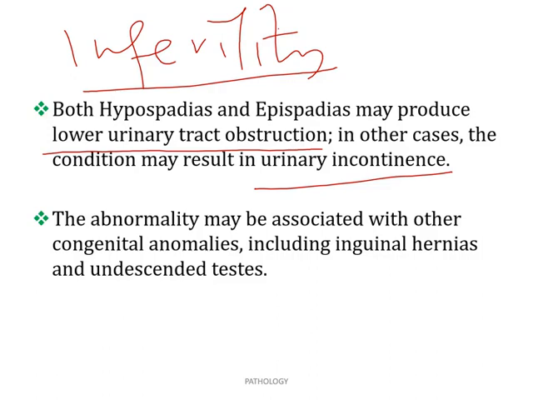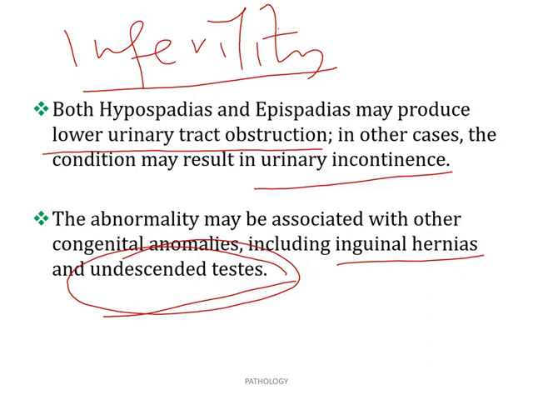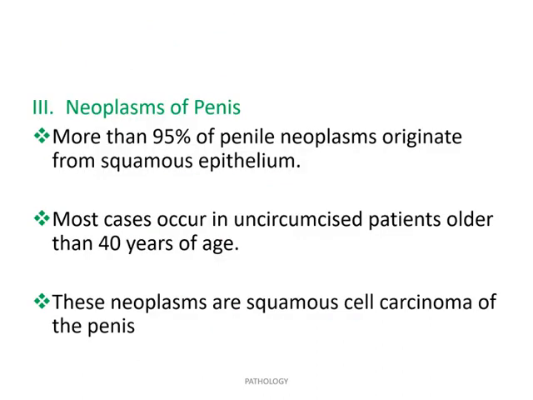Congenital abnormality of the penis, either hypospadias or epispadias, tends to involve other congenital anomalies such as inguinal hernia and undescended testes. That is to insist, when you have a patient with hypospadias or epispadias, it's very important also to make sure you rule out other congenital anomalies such as undescended testes and inguinal hernias.